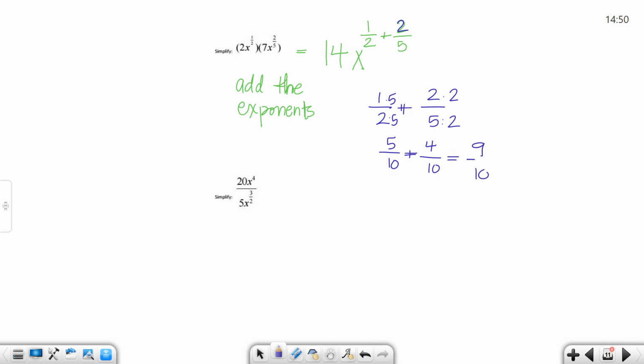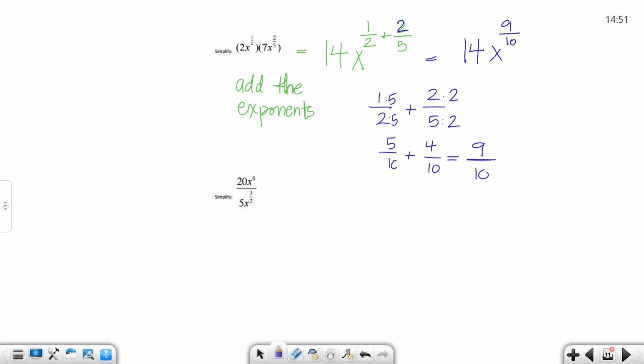Now 9/10 is not my answer. So this is going to give me 14x and 9/10 is my exponent. And that's how that piece would look. Now if you look back at the notes, it wrote over my signs a little, so I'm going to try to fix that. There we go, maybe that's a little bit better.